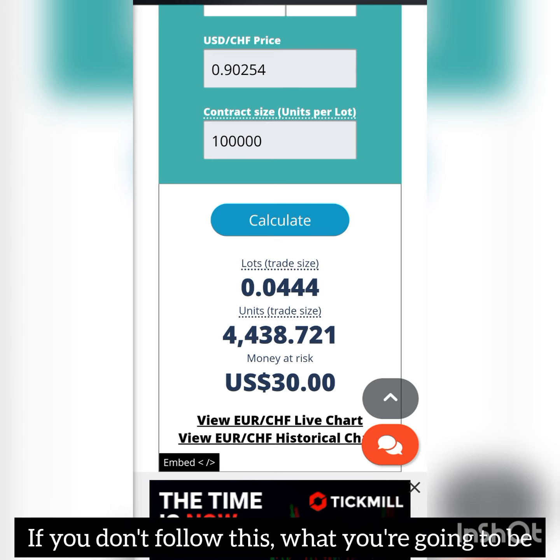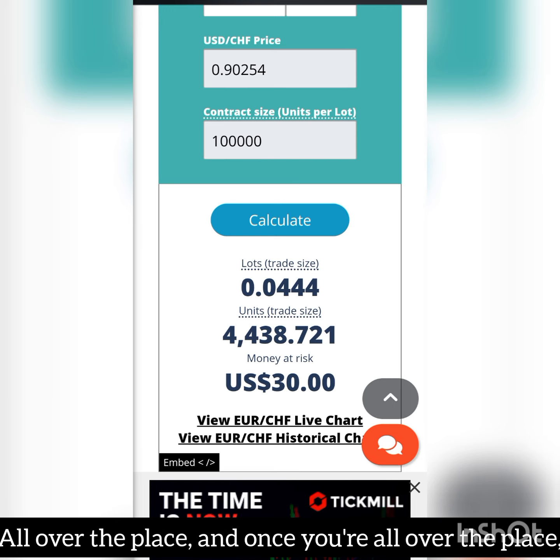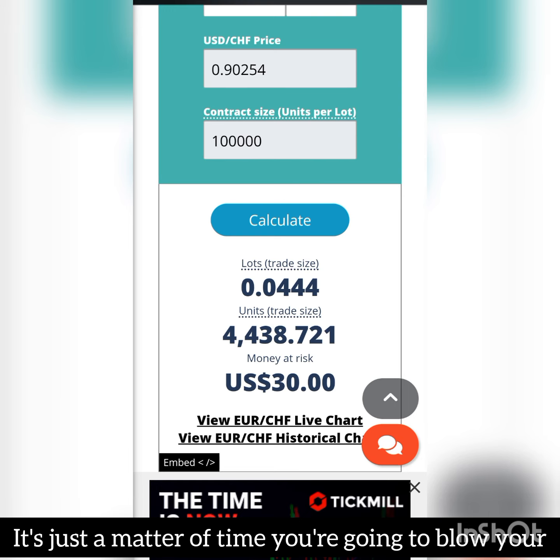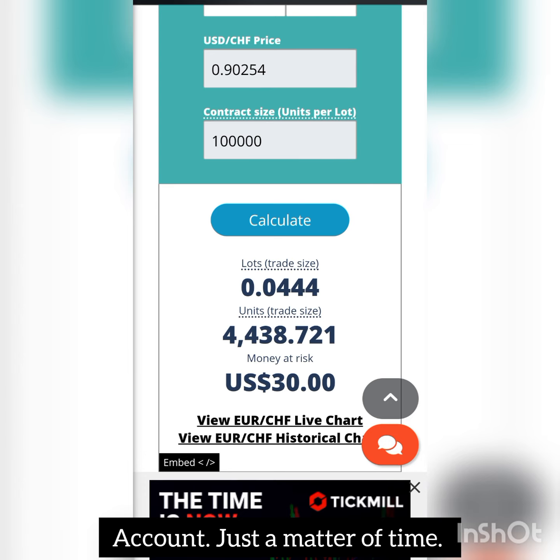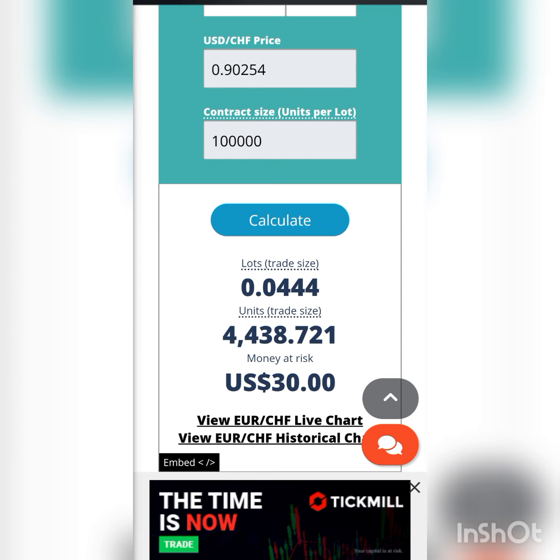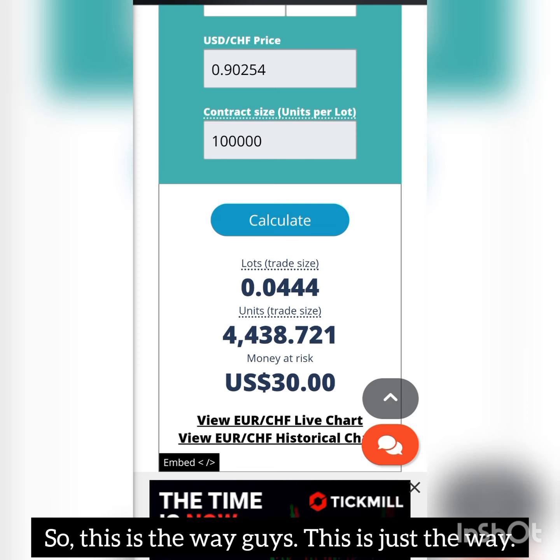If you don't follow this, you're going to be all over the place. And once you're all over the place, it's just a matter of time before you blow your account. So this is the way, guys. This is just the way.